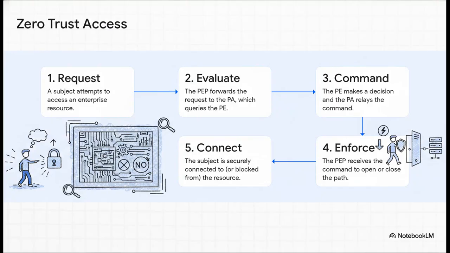So, it all kicks off when you try to get to a resource. The first thing that happens is your local sentry, the PEP, stops you. It's like, whoa there, where do you think you're going? It doesn't just let you pass. Instead, it phones home to the command center. The request goes all the way up to the policy engine, the brain, which looks at everything and makes a judgment. That decision gets passed to the policy administrator, who then sends the final command back down to your local PEP. And only then, if the answer was yes, does the gate swing open.